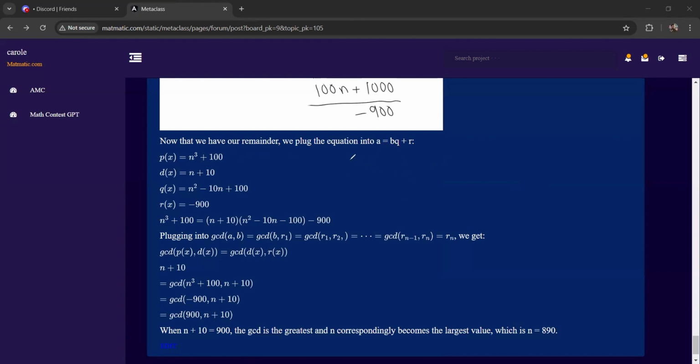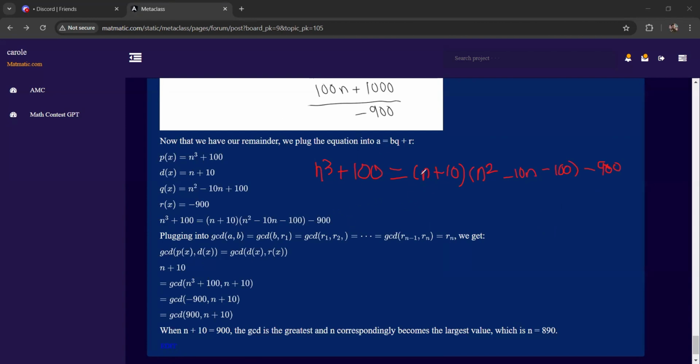And we essentially get n to the power of 3 plus 100 equals n plus 10 times n squared minus 10n plus 100, minus 900. Okay, so here we have everything plugged into the divisibility formula.